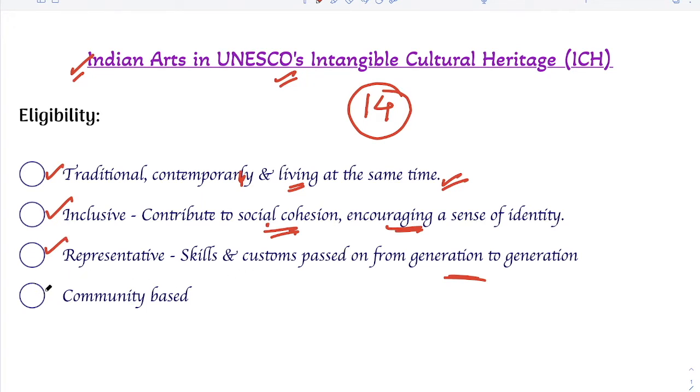Okay, and it should be community based, very important. It should be community based. Many dance forms are performed only by that particular community. Other communities won't do those dance forms or singing, whatever it may be. Okay, so now we will discuss all these 14 Indian arts which are included in UNESCO's intangible cultural heritage. Let's see.